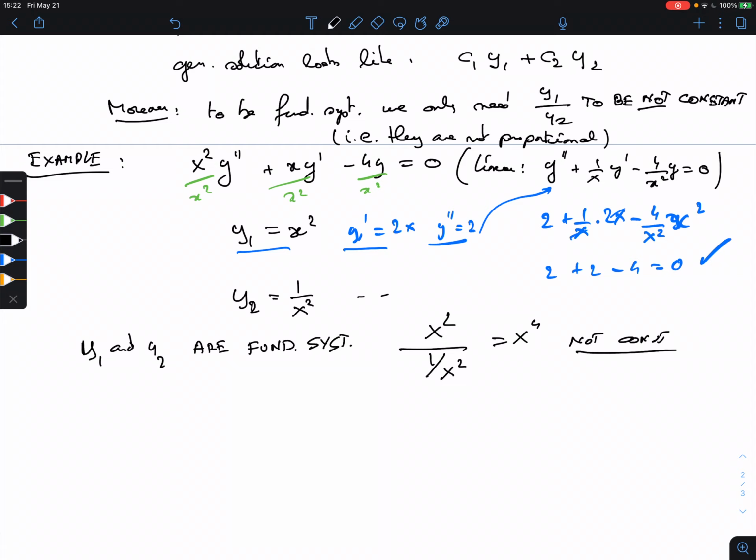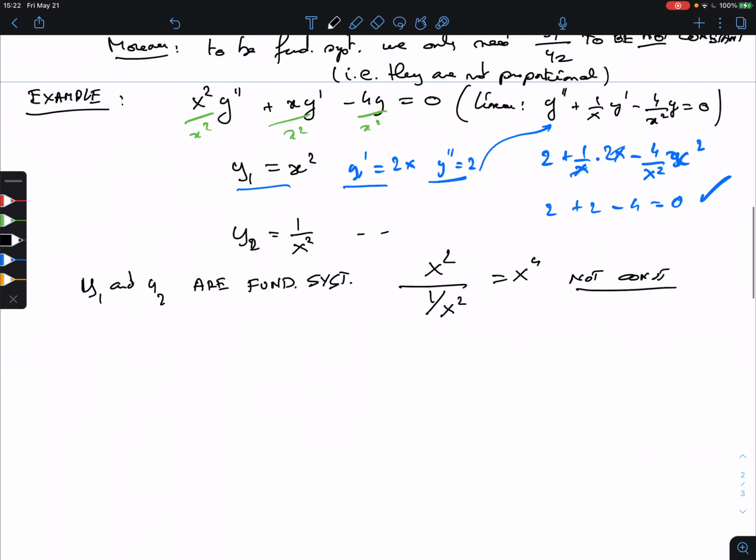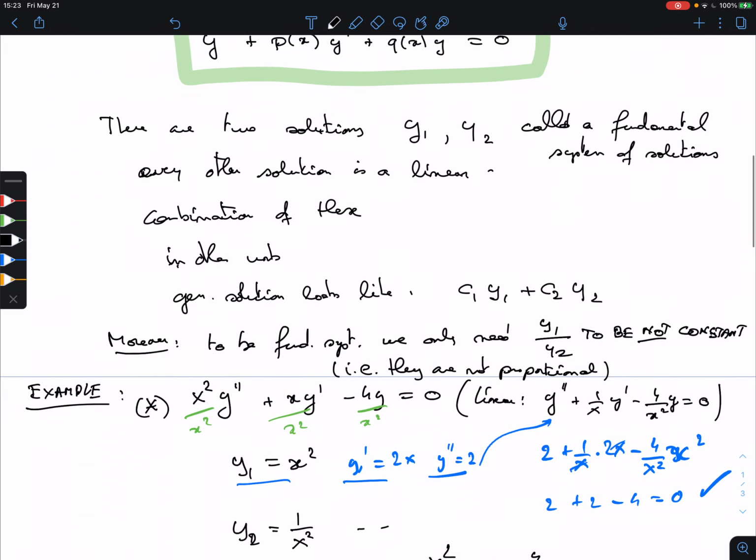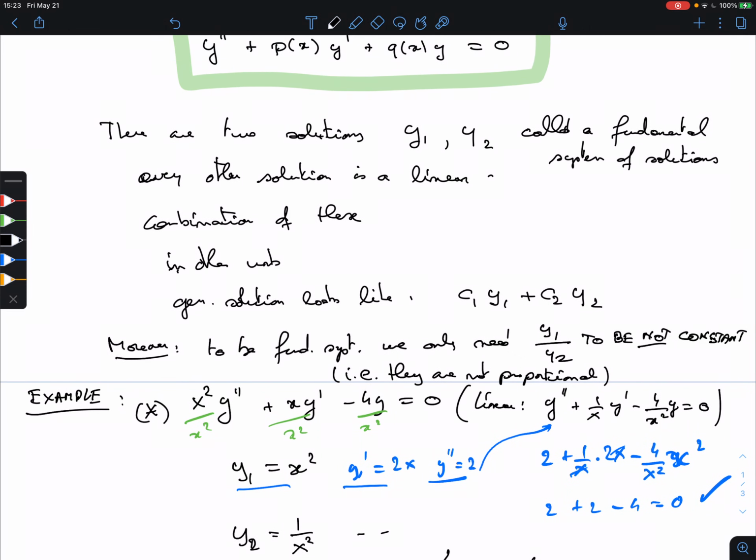So, that's how this works. So what does this mean then? So, conclusion, any solution to this differential equation, let me call it star here, is of the form. So let's recapitulate what I said here. A lot of words, but words is not mathematics. Mathematics is understanding what is going on behind these words. What are the things that we are doing here?